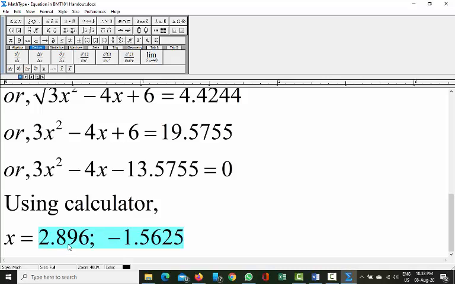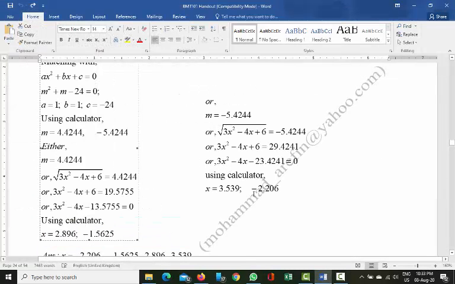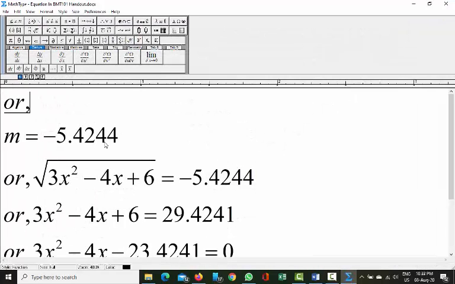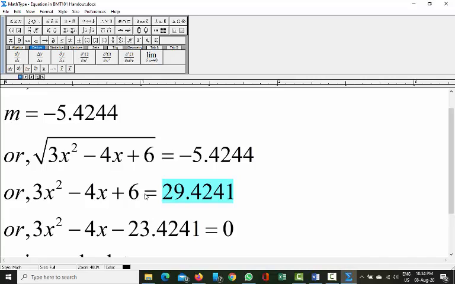Another value of m was minus 5.4244. As you know already, m is this one. If you take a square on both sides, the square root on the left hand side will no longer be there. The square of 5.4244 will be 29 point this one. If you bring this to the left hand side, it will become minus, so 6 minus this one, we will get minus 23.4241.